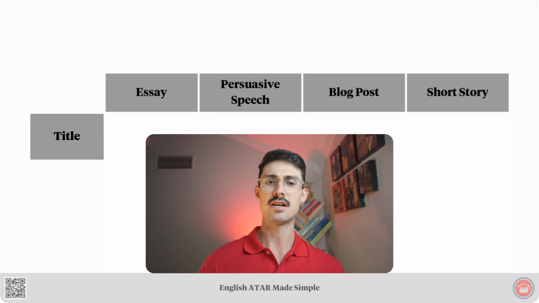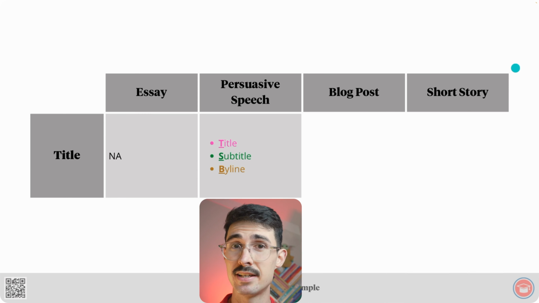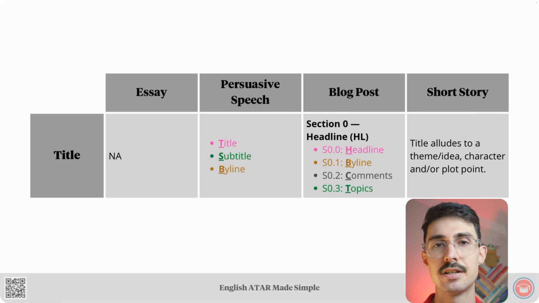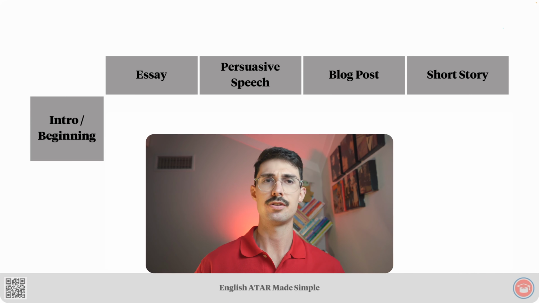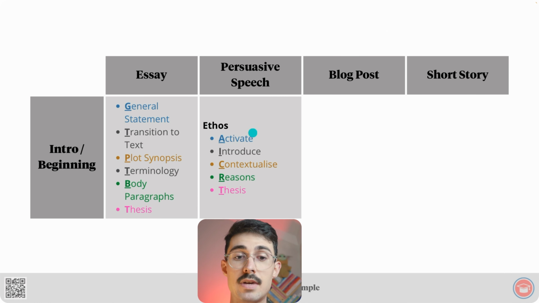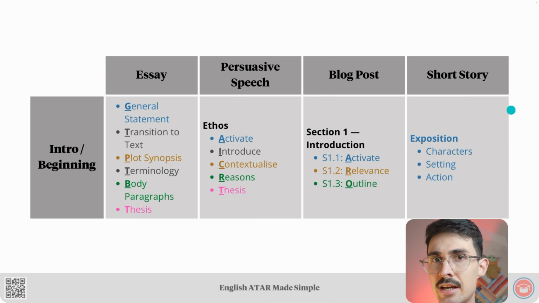Turning to the title of each main text type in EAMS. An essay doesn't have one. Persuasive speech, it does, consists of the title, subtitle, and byline. A blog post consists of headline, byline, comments, topics. And a short story has a title that alludes to a theme, character, or plot point. Next category is the intro or beginning. For an essay, we've got GTTBT, persuasive speech, AICRT, blog post, ARO, activate relevant outline, or angry rude octopus. The beginning of a short story is the exposition consisting of characters, setting, and action.